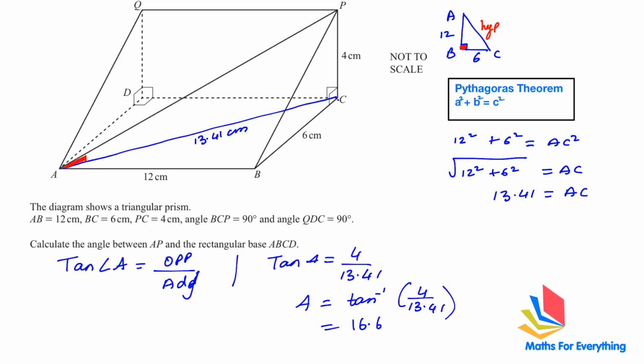In this type of question, this is usually what you always do. You will have to find first one side, the hypotenuse, and then use trigonometry to find the angle. Okay.